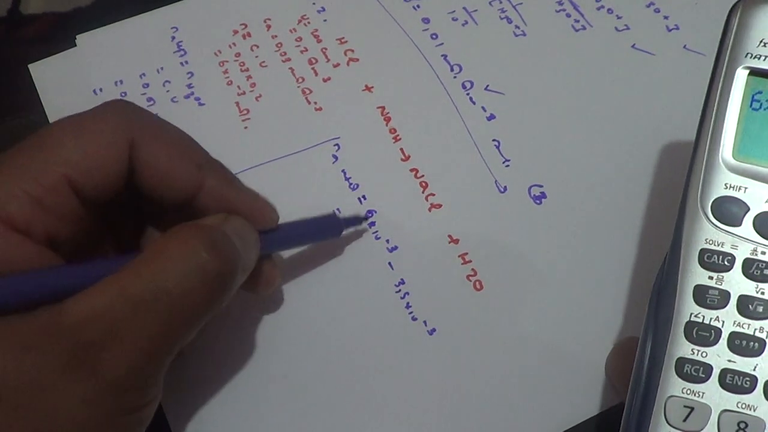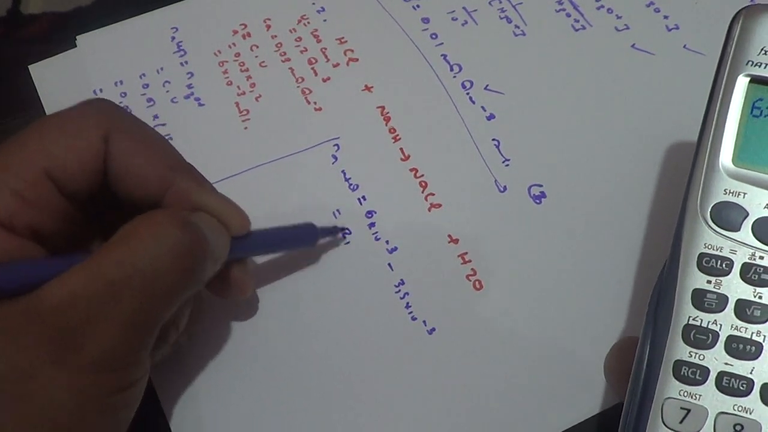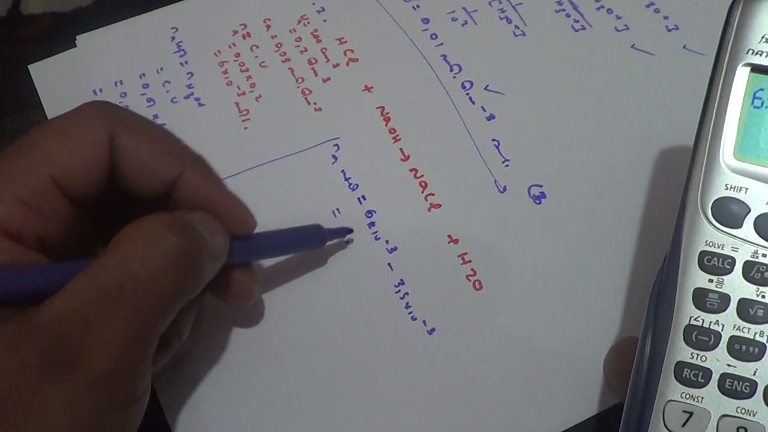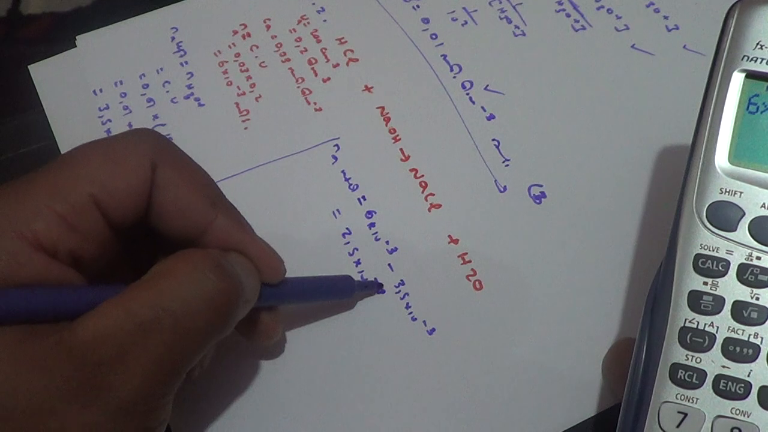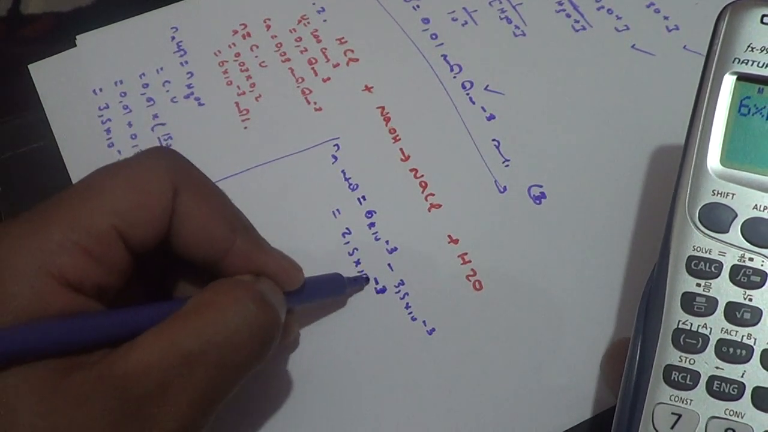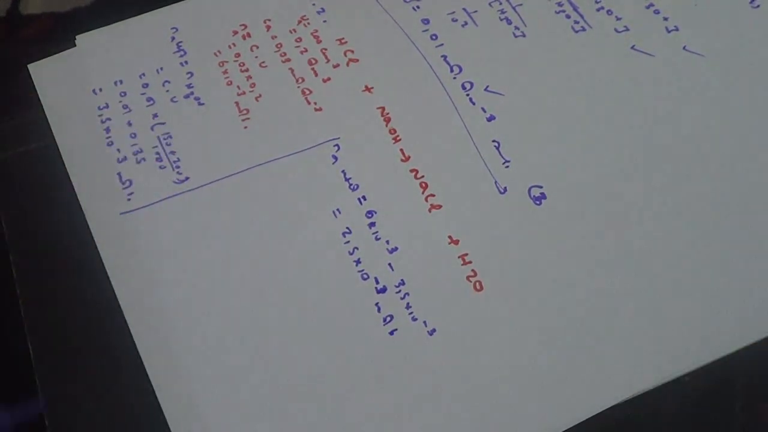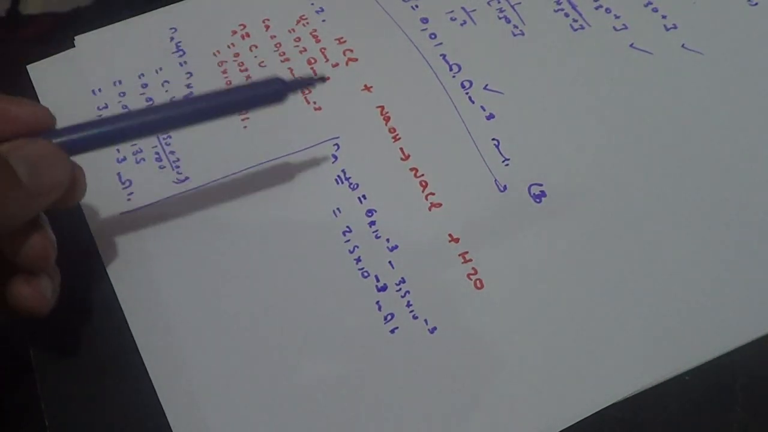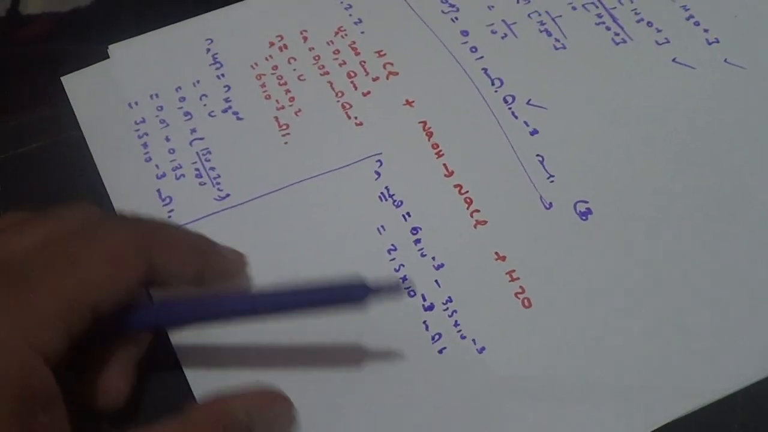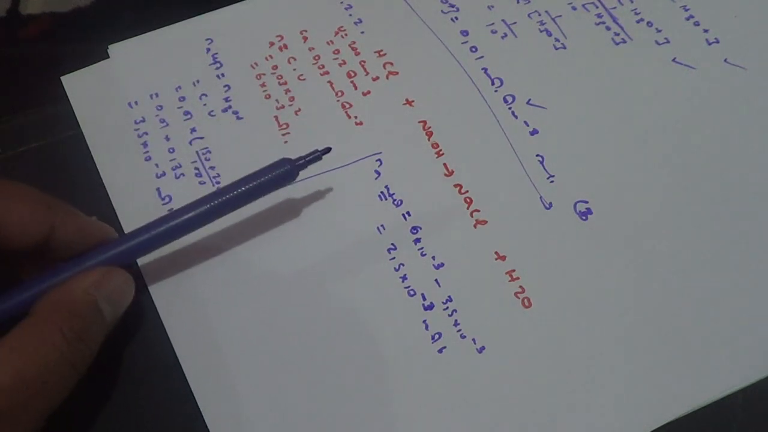Okay, so this becomes 2.5 times 10 to the minus 3 moles. So this is the number of moles that reacted or used. You can say used or reacted of the acid. So this question is like a back and forth kind of a situation.